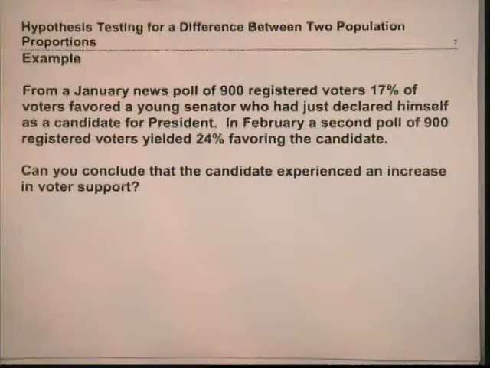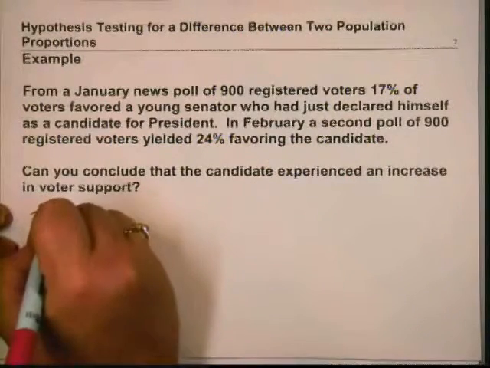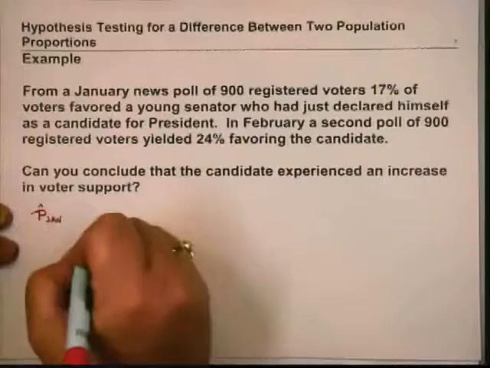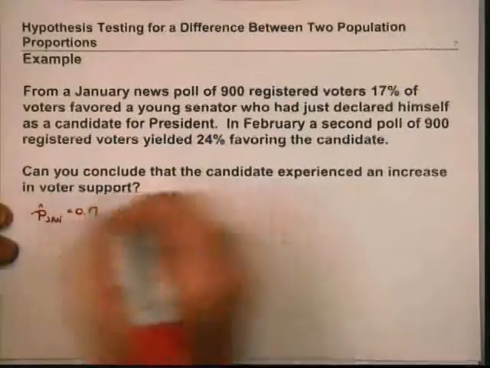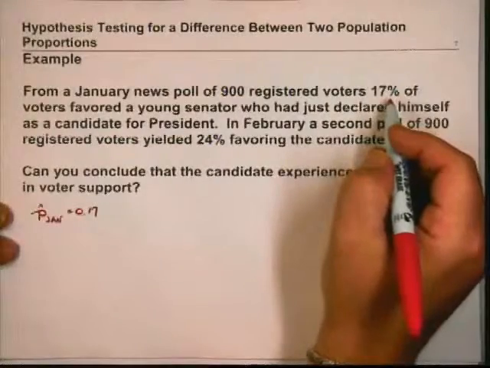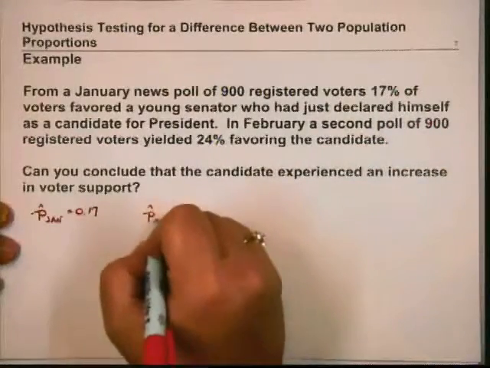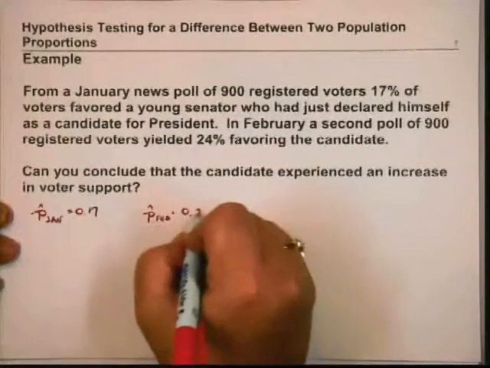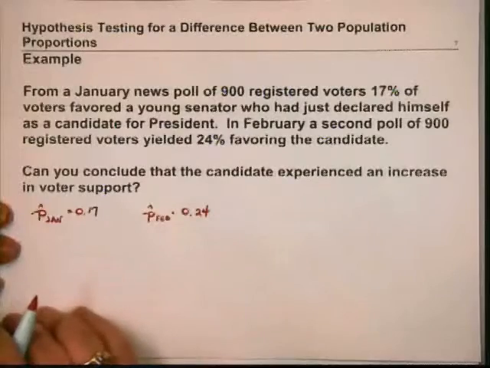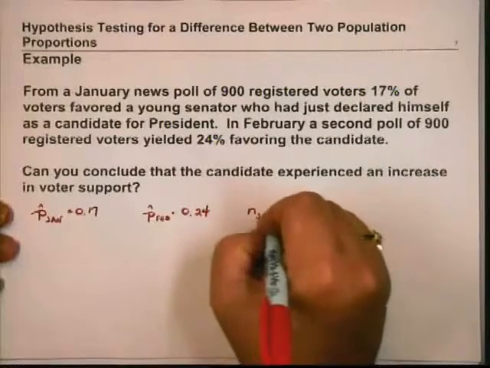let's see. We have P hat for January. P hat for January is 0.17. Agreed. P hat for February is 0.24. In both cases, the sample sizes for January and February are the same.